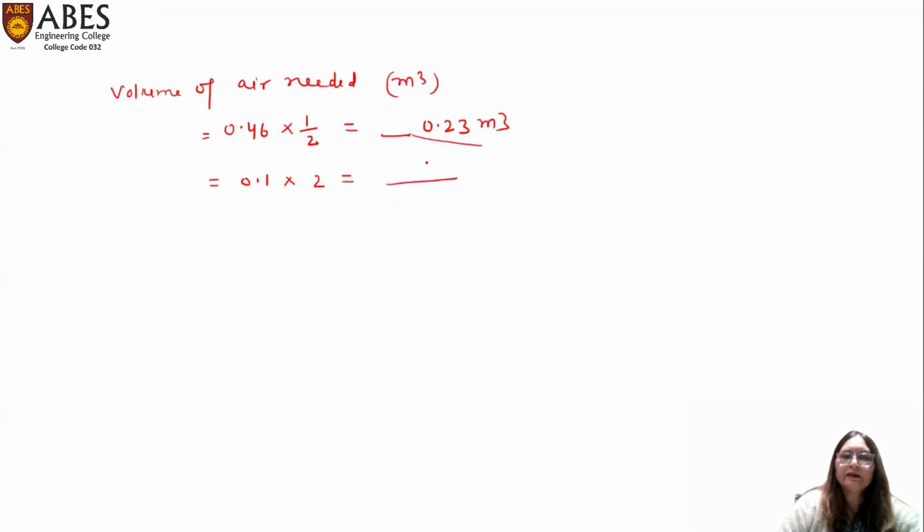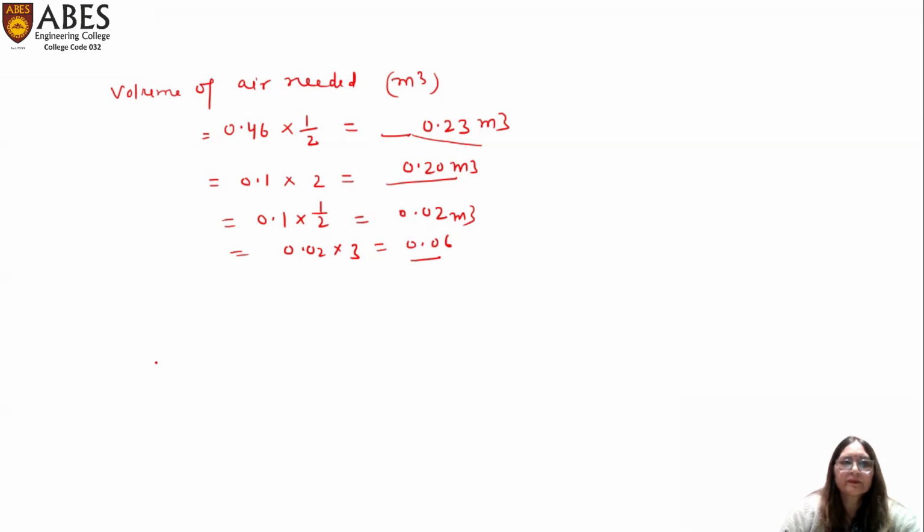This is the methane, 0.20 meter cube. Similarly H2, 0.04 into 1 by 2, and the answer is 0.02. Ethylene, 0.02 into 3 mole of oxygen required, and the answer is 0.06.